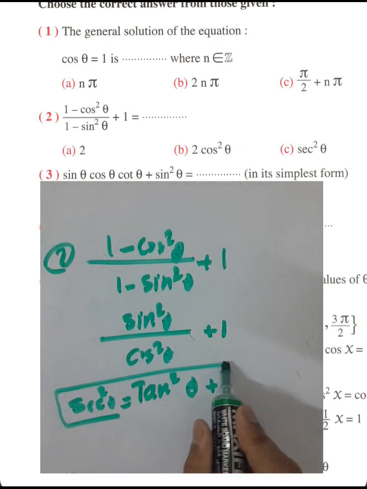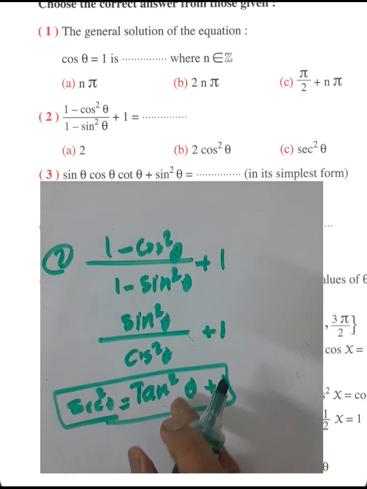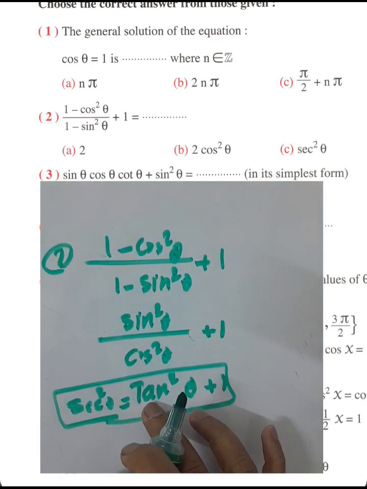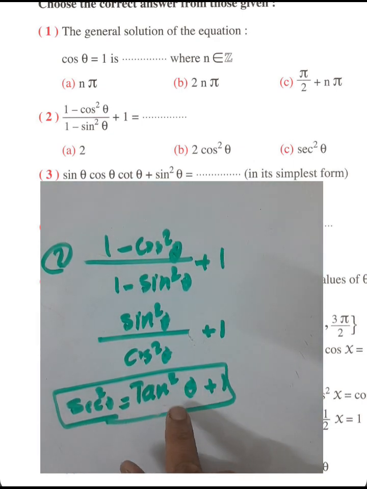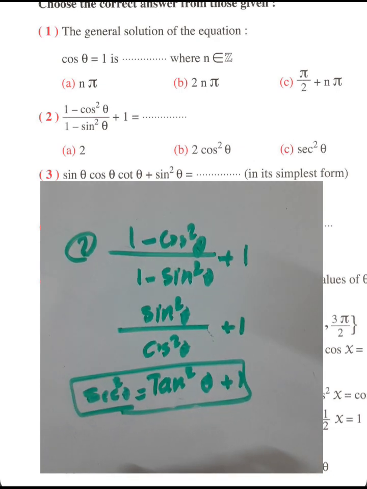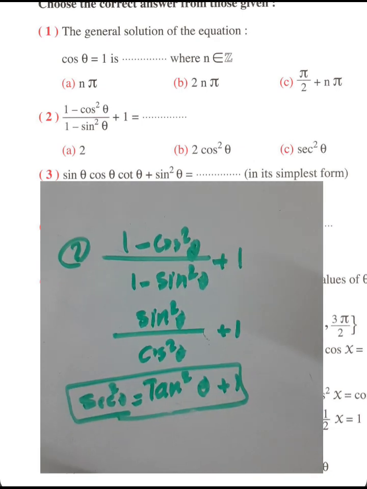We know tan squared theta plus 1 equals sec squared theta, because sine over cosine is tan. Then the result will be sec squared theta. Choose letter C.